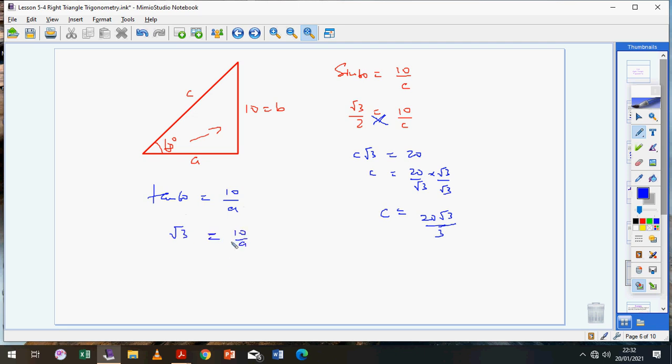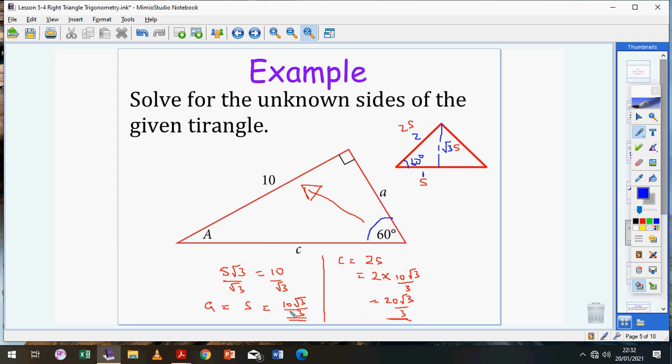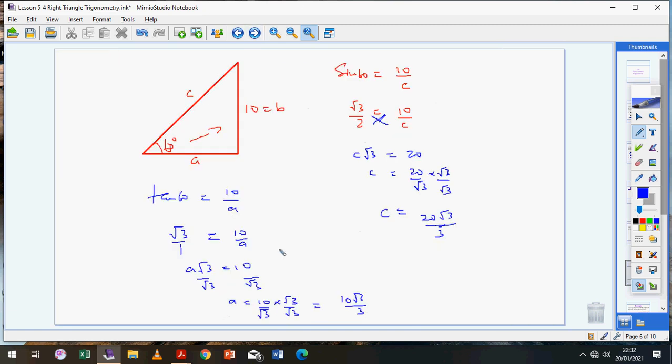So if I cross multiply, I have A root 3 is equal to 10. So therefore, divided by root 3, divided by root 3, A is equal to 10 out of root 3. And if I simplify, multiply by root 3, multiply by root 3, I end up with A is equal to 10 root 3 out of 3, which is the same thing as I had this side. So again, decide which method is easier for you, and that's what you should follow to do your homework.